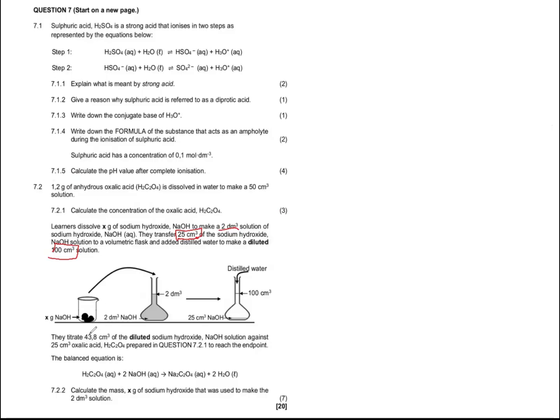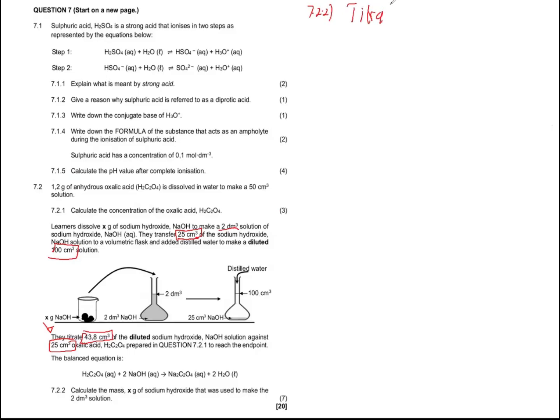They titrate 43.8 cm³ of the diluted sodium hydroxide solution against 25 cm³ of oxalic acid. So this is the part we are interested in, the titration. The oxalic acid was prepared in question 7.2.1 to reach the endpoint. So the balanced equation is this: calculate the mass X gram of sodium hydroxide that was used to make the 2 dm³ solution. So, okay, we are much more focused on the titration, 7.2.2.